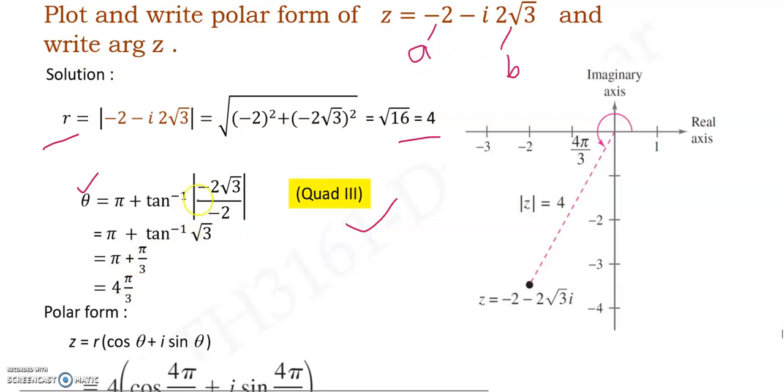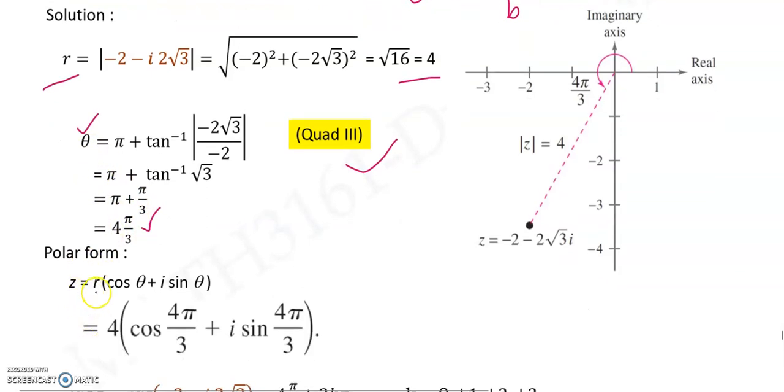So now substitute a and b. So now here it is modulus. So now pi plus tan inverse of, you cancel these two, then remaining is root 3. Tan inverse of root 3 is nothing but pi over 3. So you add and simplify, that is 4 times pi over 3. Now this is your theta.